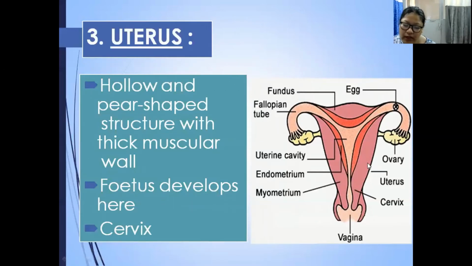How does it develop? The egg released from the ovary gets fertilized and passes through the fallopian tube and finally reaches the uterus. This is how the fetus develops. Once it is fertilized and reaches the uterus, the fetus will start developing. And we have the cervix. This is the cervix. It is the lower narrow part of the uterus. So you can see this is the lower and narrow part of the uterus.